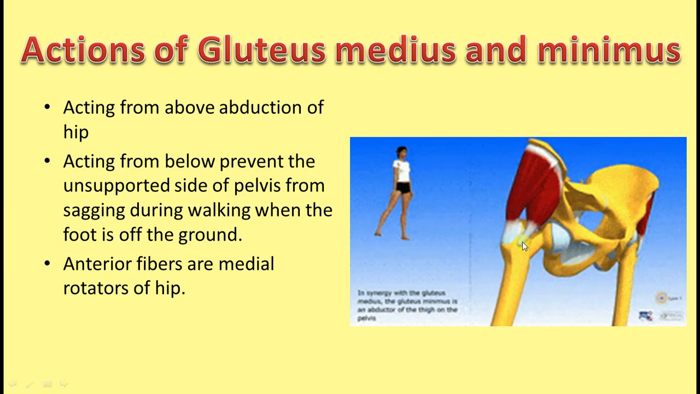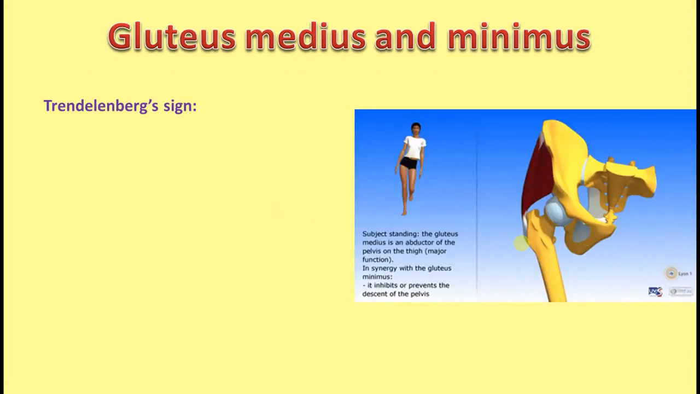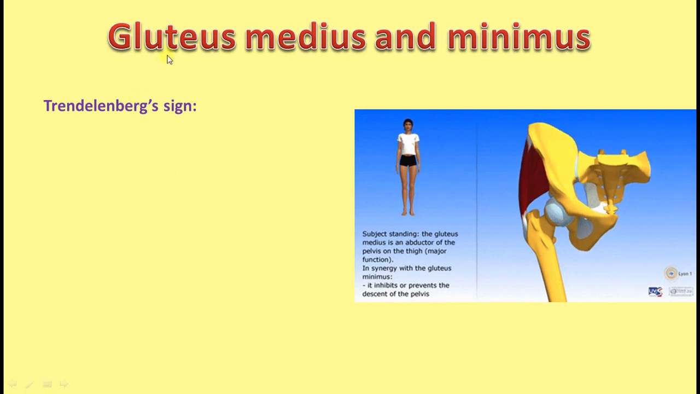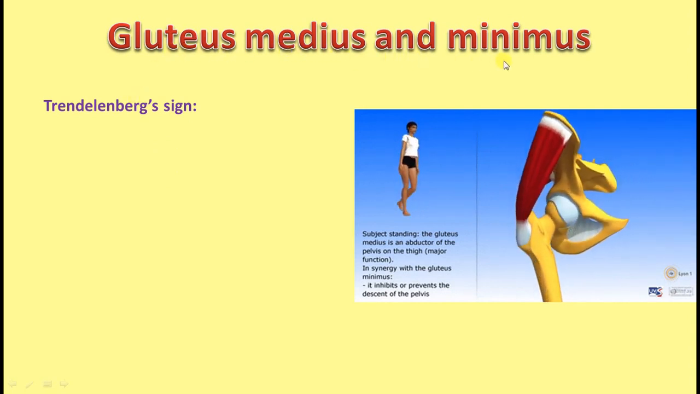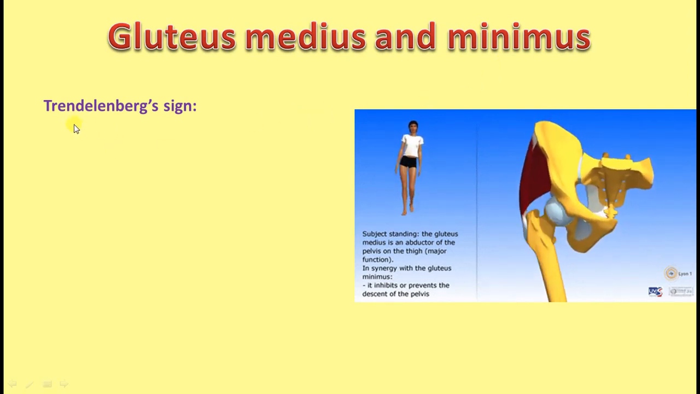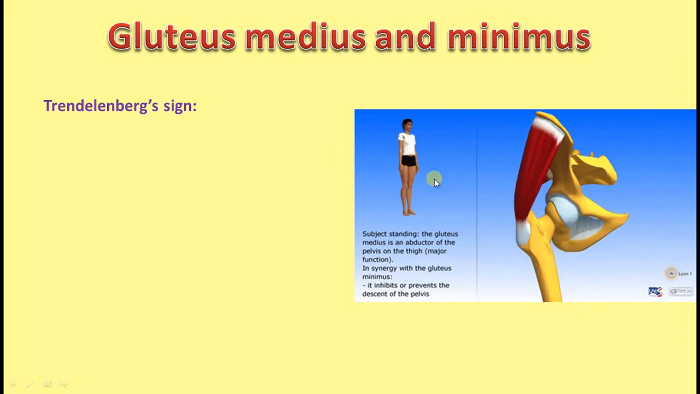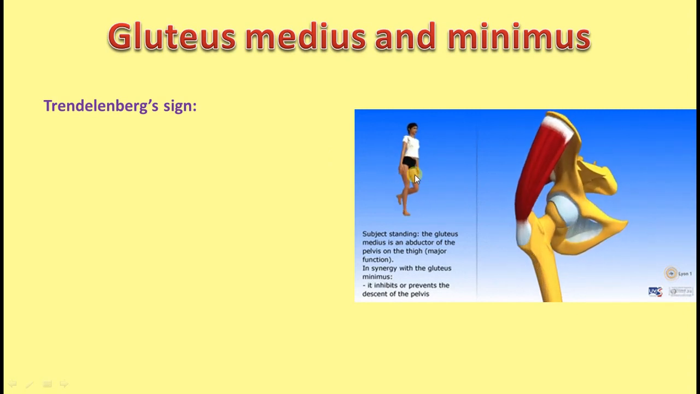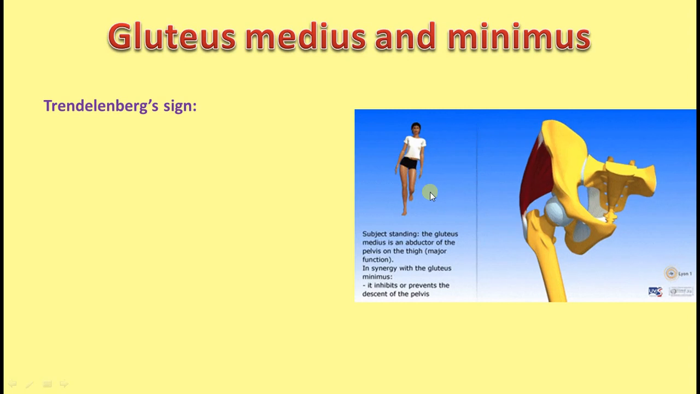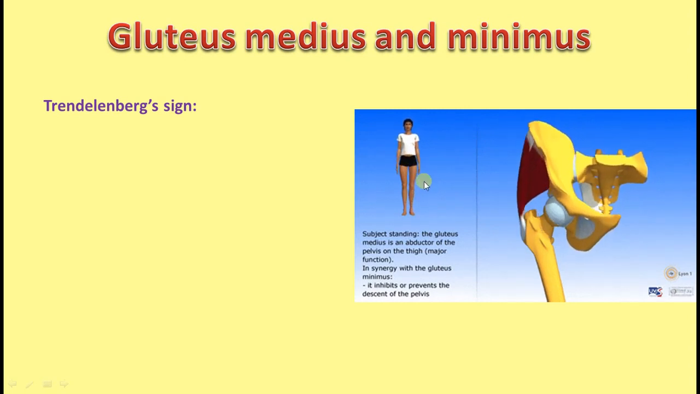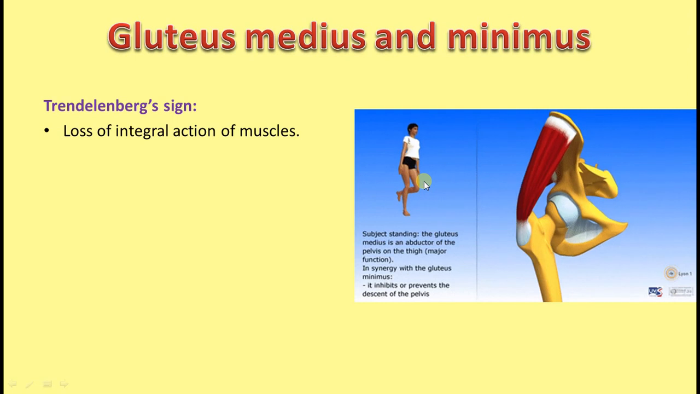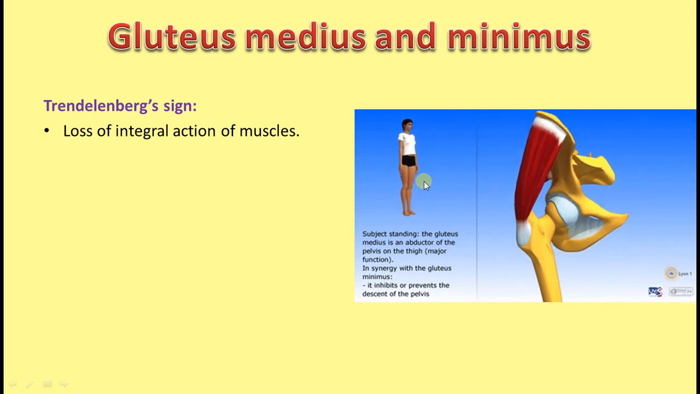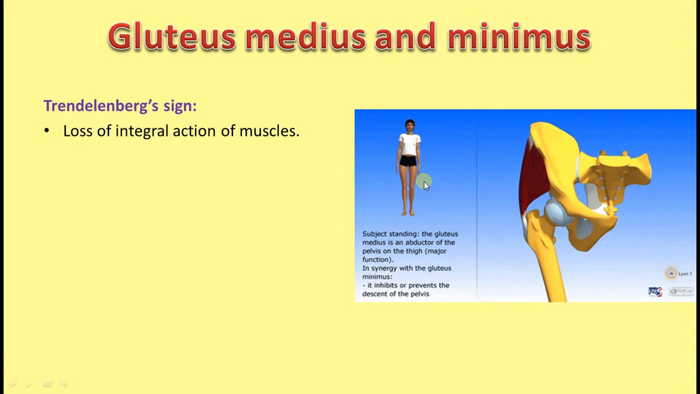The anterior-most fibers are again medial rotators of the hip. Now, if the gluteus medius and minimus muscles are paralyzed, you get a positive Trendelenburg sign, which is depicted here. When the foot is off the ground, the pelvis sags. There is a drooping of the pelvis, because the gluteus medius and minimus muscle action is lost.